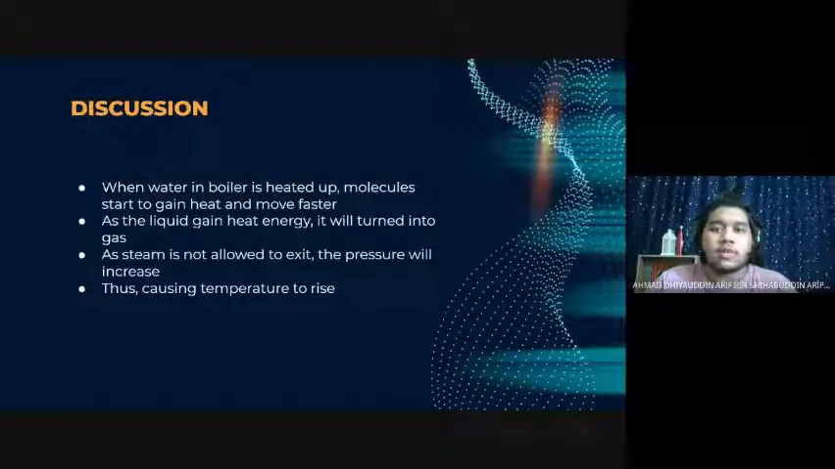For the relationship between pressure and temperature, when the water in the boiler is heated up, molecules start to gain heat and move faster. And when this happens, as the liquid gains heat energy, we know it will later turn into gas. As steam is not allowed to exit, the pressure will increase. This is because of the enclosed space where the water is being boiled. Thus, as the steam is not allowed to exit, the pressure will increase, thus causing temperature to rise.